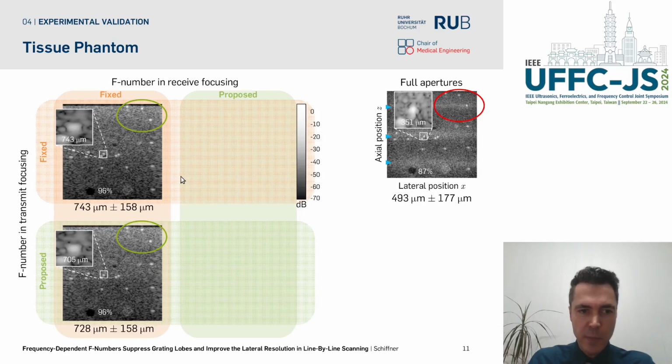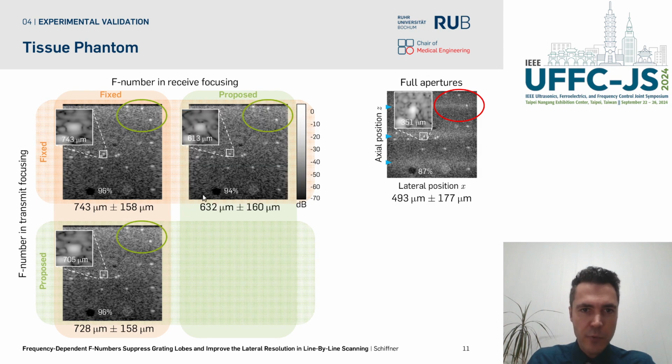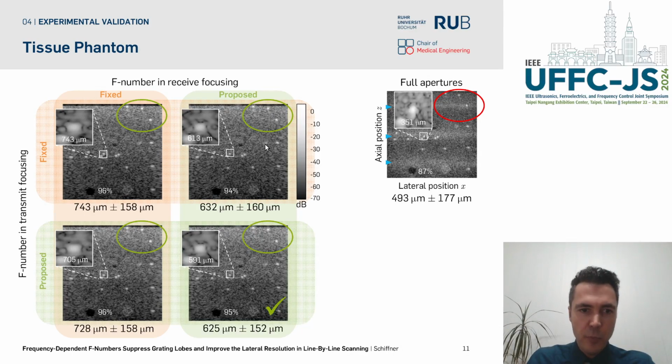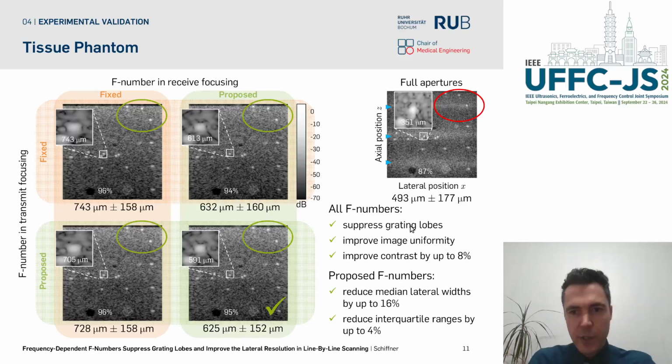The proposed transmit f-number reduced the median wire width. The proposed receive f-number reduced the median wire width further. A combination of both proposed f-numbers achieved the best results. All f-numbers suppress grating lobes, improve the image uniformity, and improve the contrast by up to 8%. The proposed f-numbers, in comparison to the fixed f-numbers, reduced the median lateral widths by up to 16% and reduced the interquartile ranges by up to 4%.